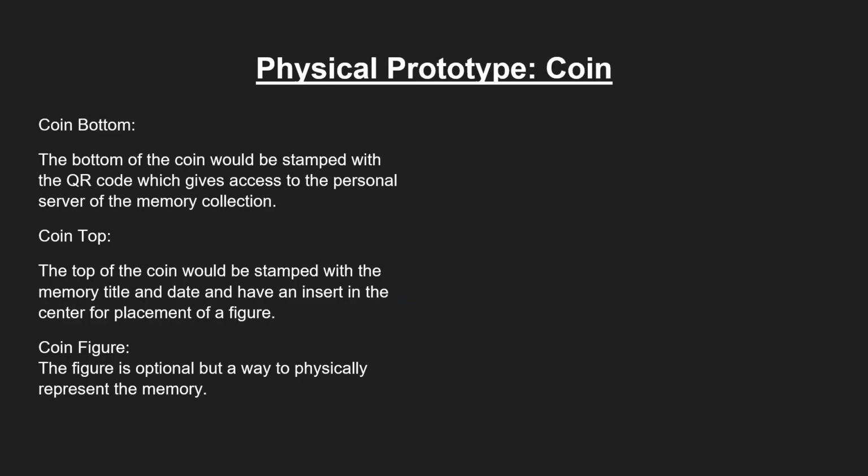So the physical prototype has three parts. Two parts are main, one part is optional. The bottom of the coin has a QR code stamped onto it. The QR code is what's going to be used to access the server page with that specific memory. Then the top of the coin will be stamped with the memory's number and its title, for example, day at the zoo, memory number, say 2716. And then at the bottom, it would have the date stamped.